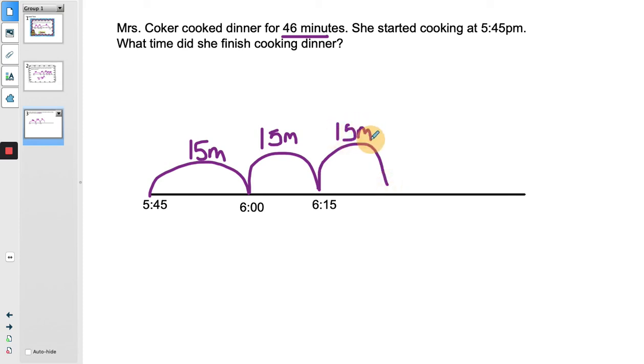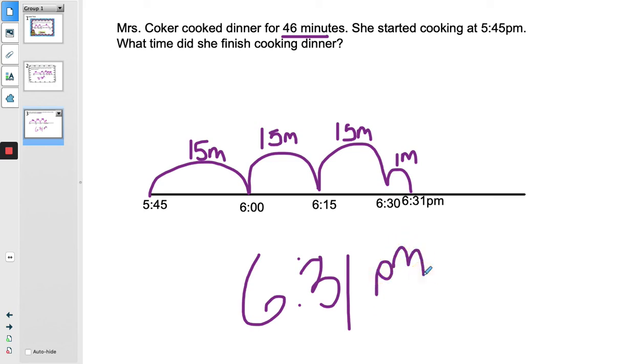And you can see that you can choose any time that you want to hop as long as you don't go over the amount of time that you have. So 15 minutes, 6:15 gets me to 6:30. I've hopped 15, 30, 45. I just need a 1 minute hop. And then I've hopped all of my 46 minutes, and I'm ending at 6:31 p.m. So my answer would be, what time did she finish cooking dinner? 6:31 p.m.